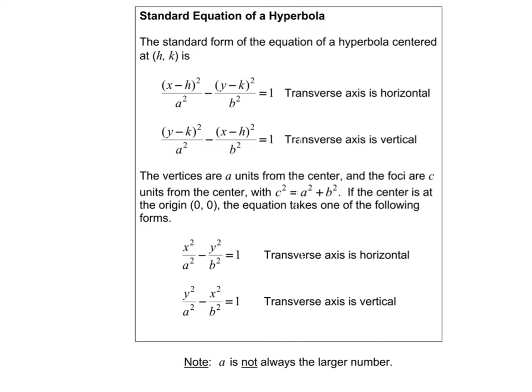So something that might be helpful for you to write down somewhere or just remember is that if you have the x quantity listed first here, the a squared, or the a, is going to be a horizontal distance, and so it's going to open left and right. The transverse axis is horizontal, which just means it opens right and left. If the y is listed first, then the transverse axis is vertical, which means it's going to open up and down. So it's going to look more like this.